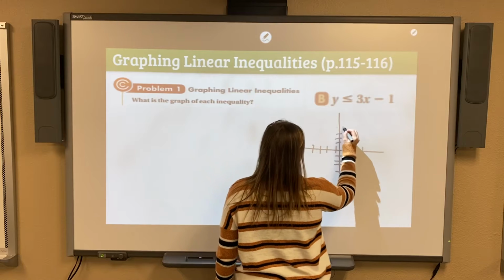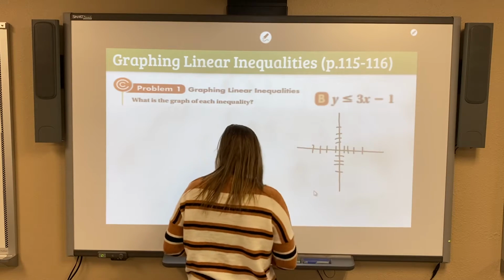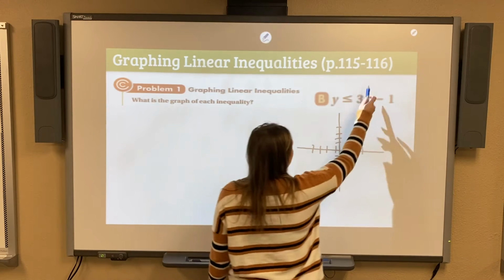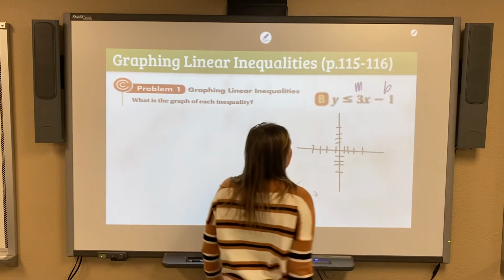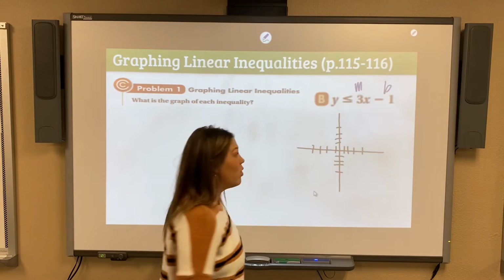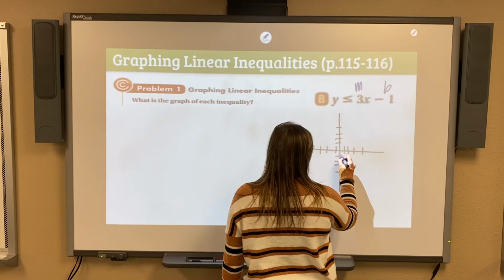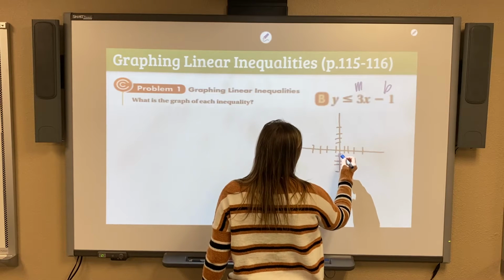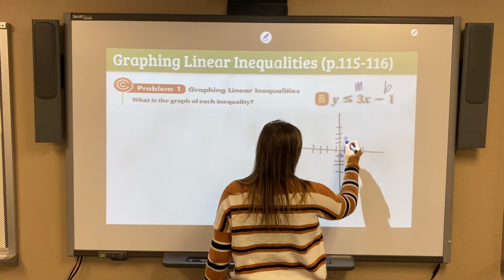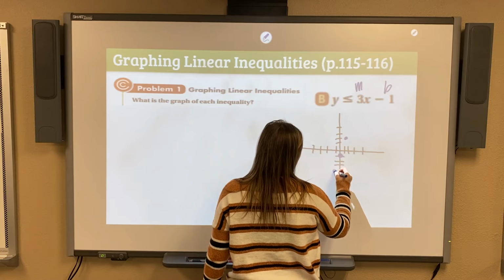Okay, so our inequality is less than or equal to. I'm going to start with our m and b, and label those. Our starting point on the graph is -1, so we go down to -1. And then, our slope is 3, so up 1, 2, 3 and over to the left 1.